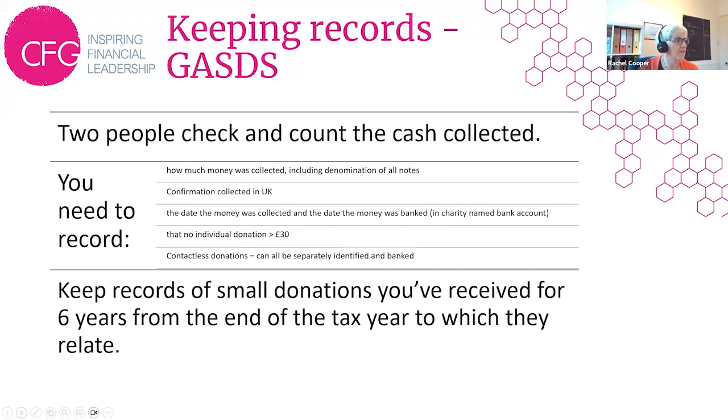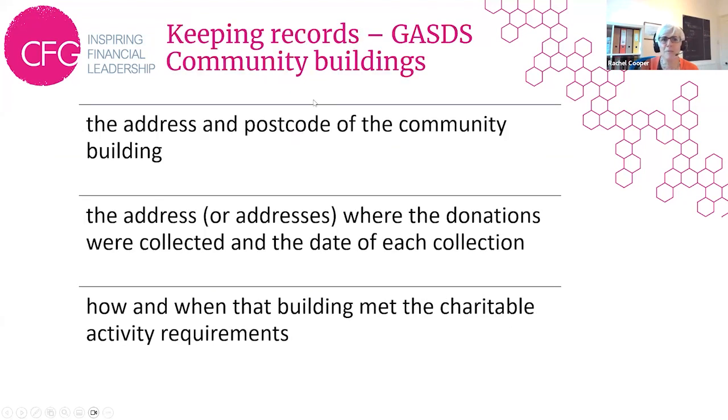Again, I have to keep all those records. I've done something about the community building stuff. Again, you just have to say what the address of it is. So you have to keep the record of the postcode of the community building, the address where donations were collected, because you have donations that are associated with your community building. They don't have to be absolutely in the community building. And then you have to say how and when your community building was a community building. So that's the kind of records that you have to keep. So I think that's our record keeping.